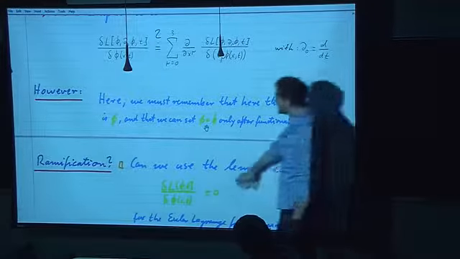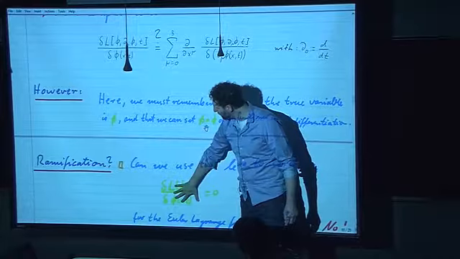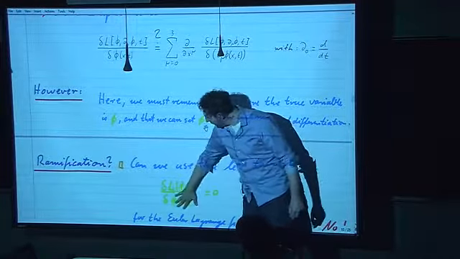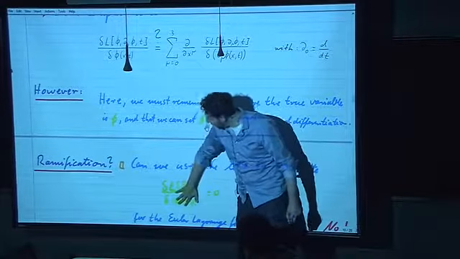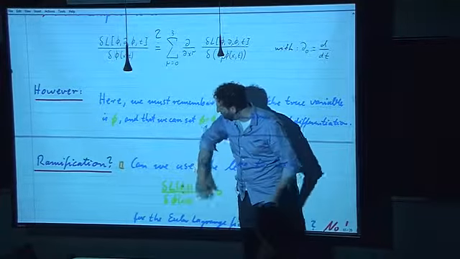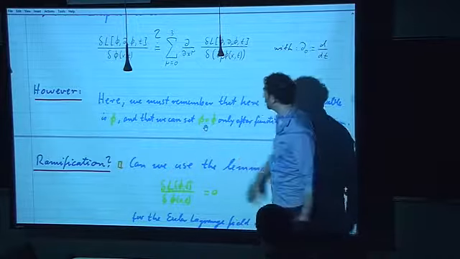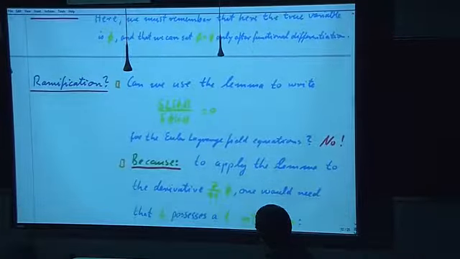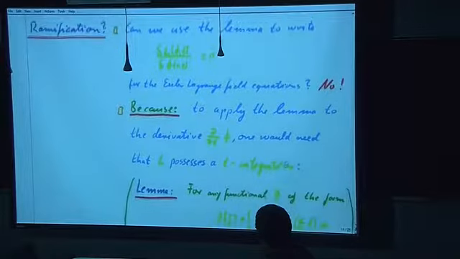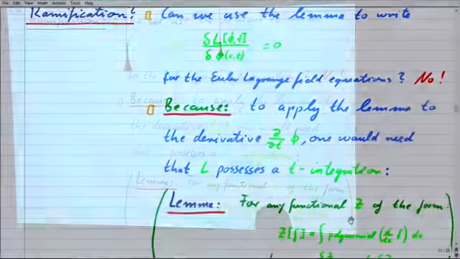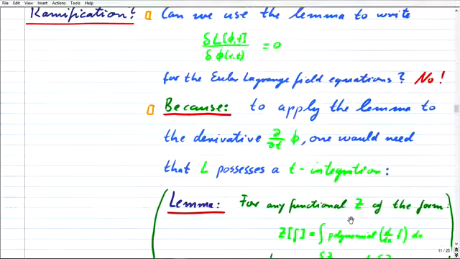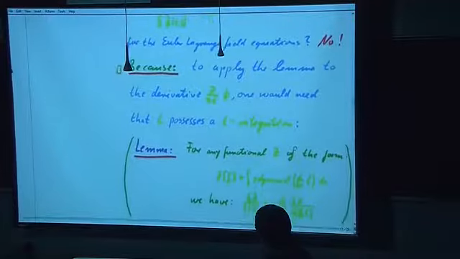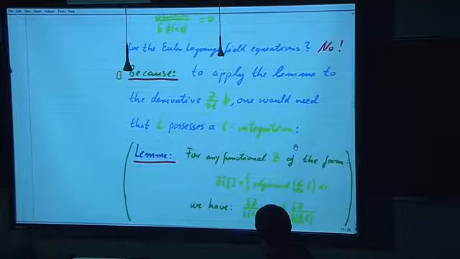So if we start with this, then by our lemma, we should be able to conclude that simply by spelling out that this is the differentiation with respect to all occurrences of phi, and if we drill down to the different kinds of occurrences, we would get that equation. Not true, though. Not true, because in order to apply the lemma to the derivative d by dt phi, we would need that L possesses a t integration, which, as Ding earlier pointed out, it doesn't have.